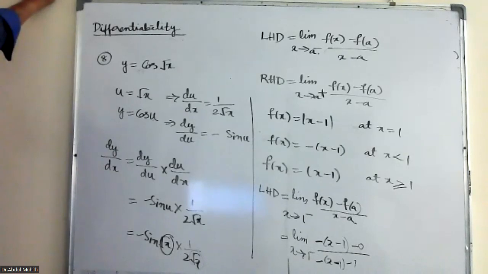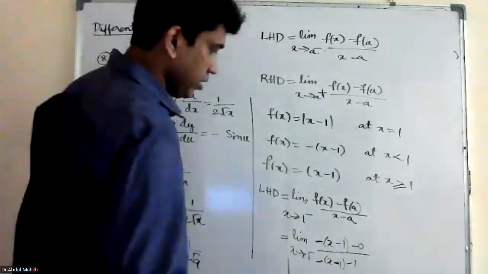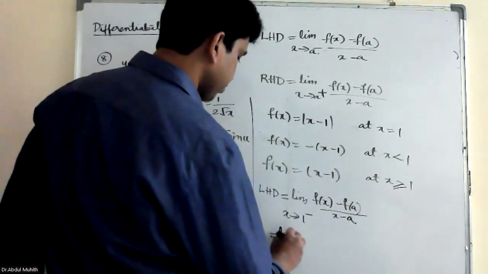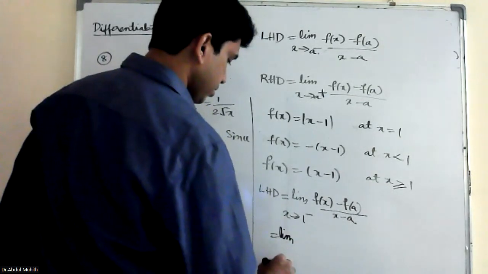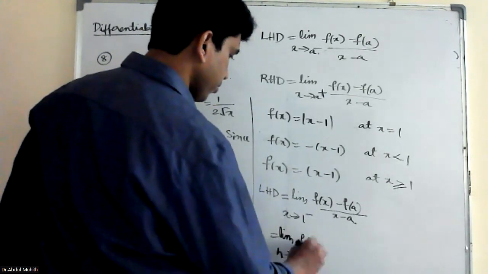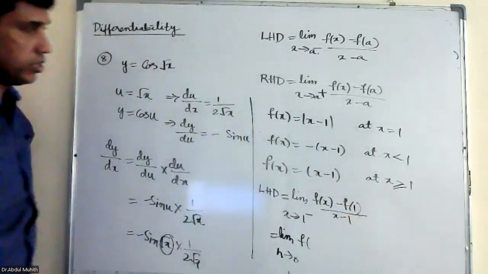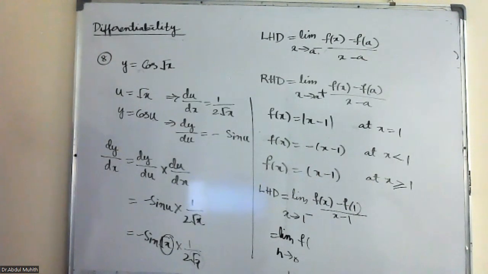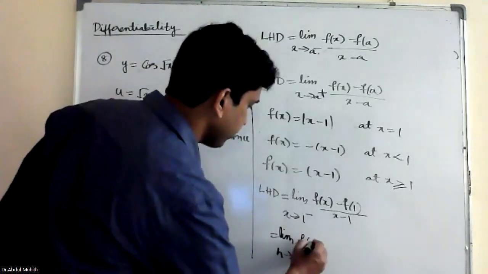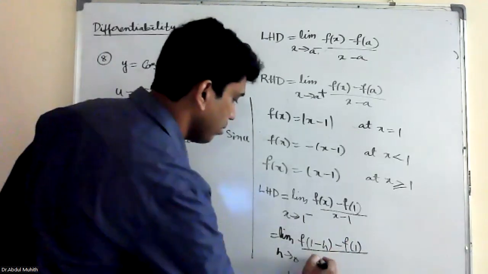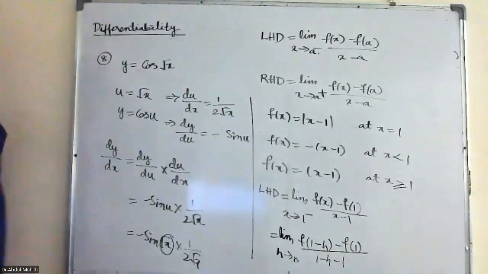So first we'll substitute the function over there. Instead of doing this, here we'll substitute f of 1. It is equal to limit h tends to 0 of f of 1 minus h minus f of 1, divided by, in the place of x, 1 minus h minus 1. Because 1 is the value over there.